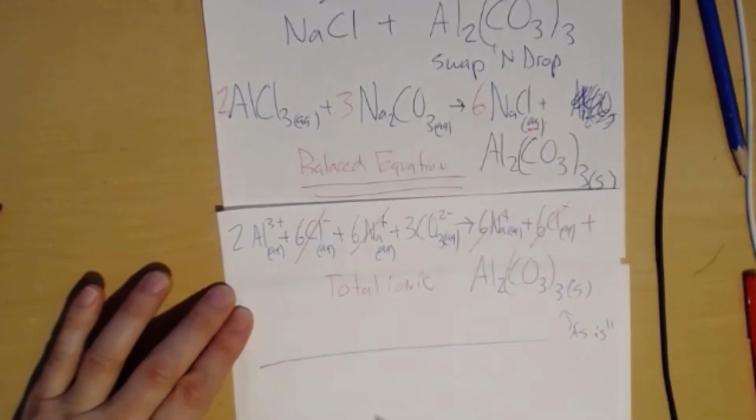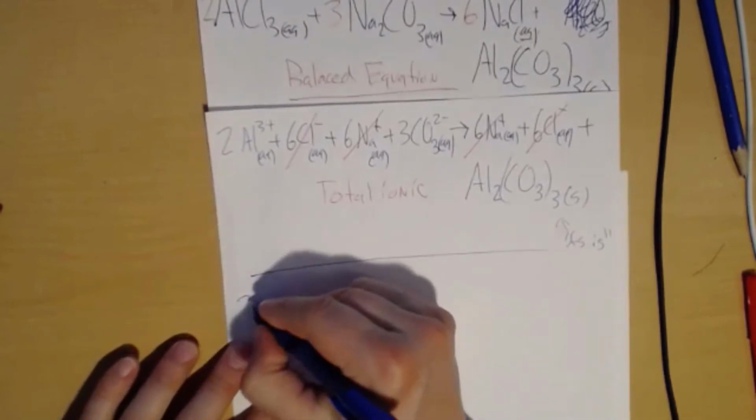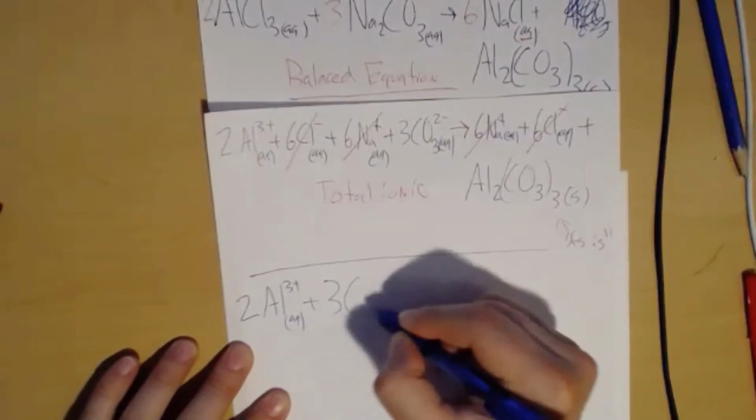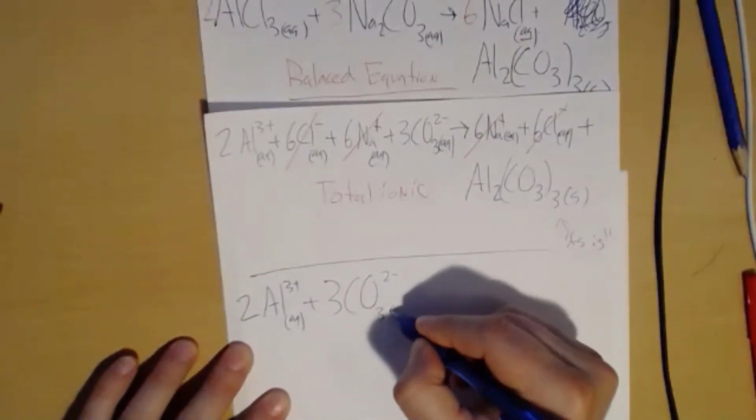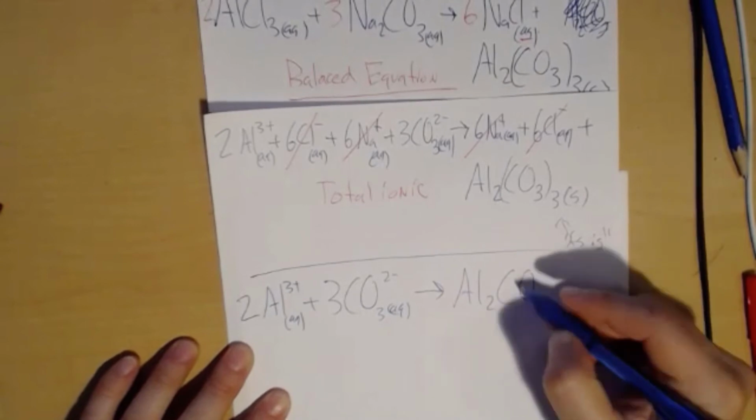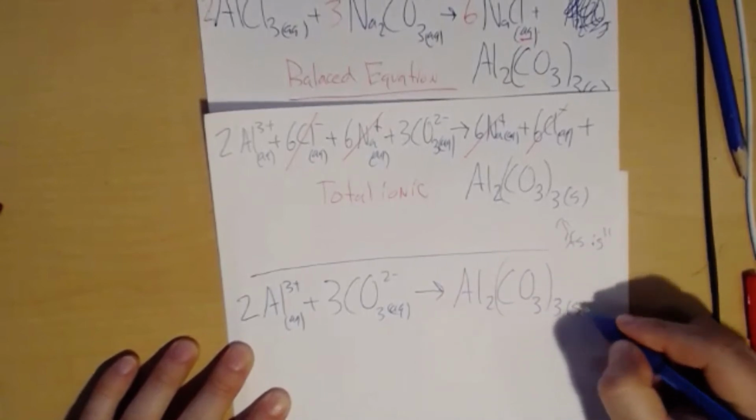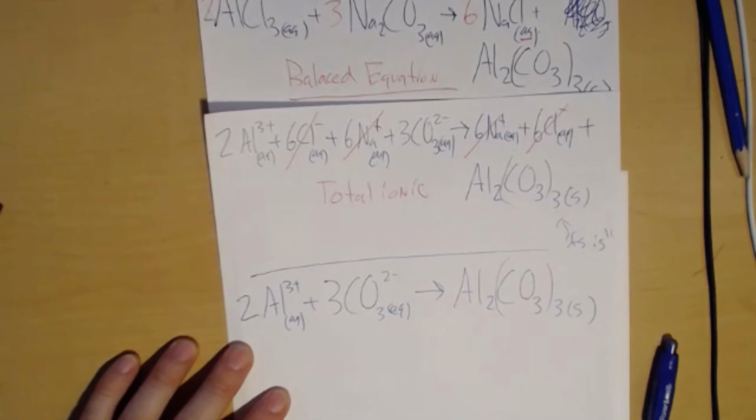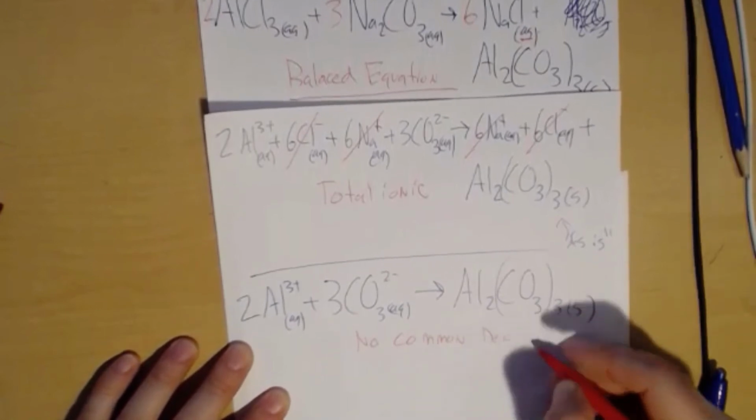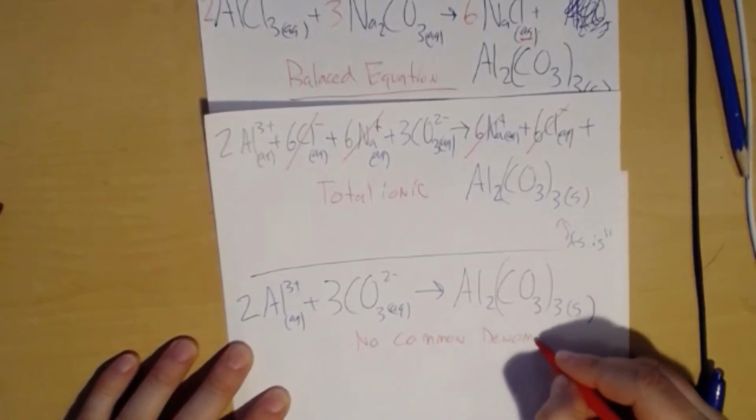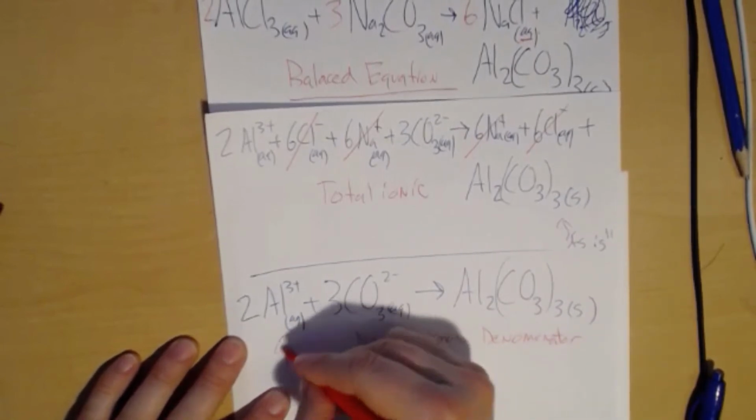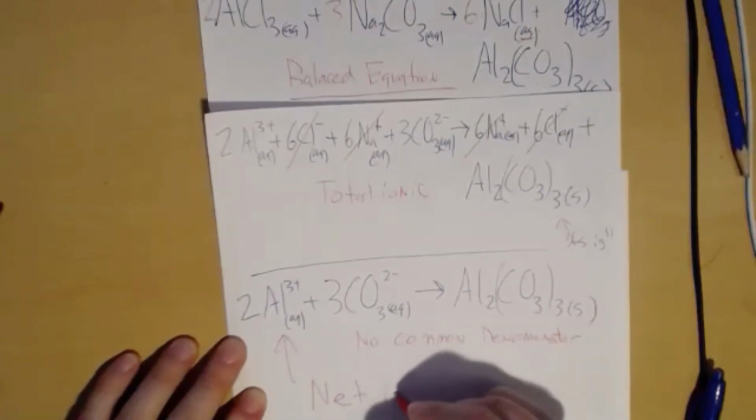So let's write what's left. Now I have room. Now it's 2 Al3+ aqueous plus 3 CO3 2- aqueous goes to Al2(CO3)3 solid. And there's no common denominator, right? Do you see a common denominator like I did in the first one? So this is actually the net ionic equation.